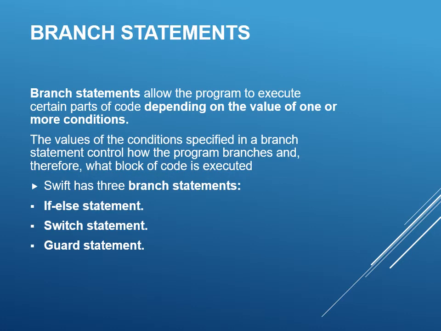Branch statements allow the program to execute certain parts of code depending on the value of one or more conditions. The value of the conditions specified in a branch statement controls how the program branches and therefore what block of code is executed. What does that mean? It means when we are dealing with conditions, we will need these branch statements to execute our program. There are three types of branch statements: if-else statements, switch statements and guard statements.